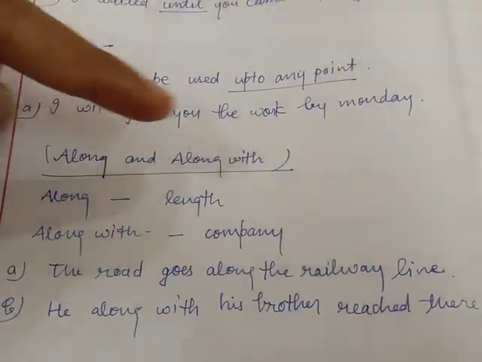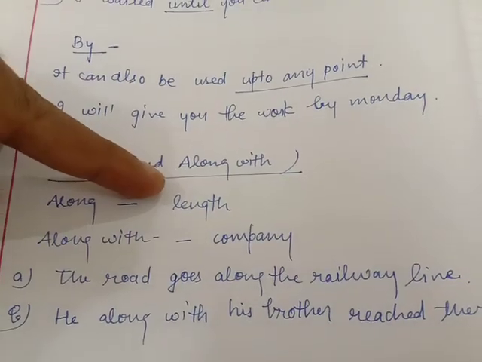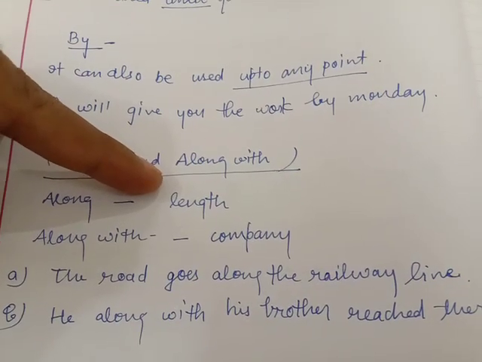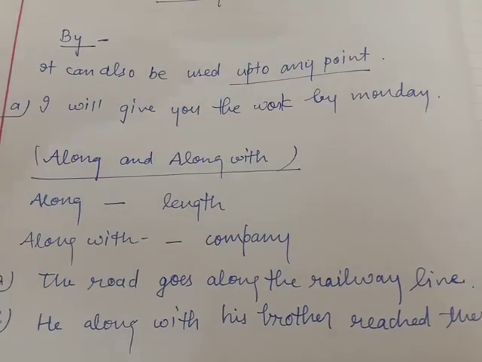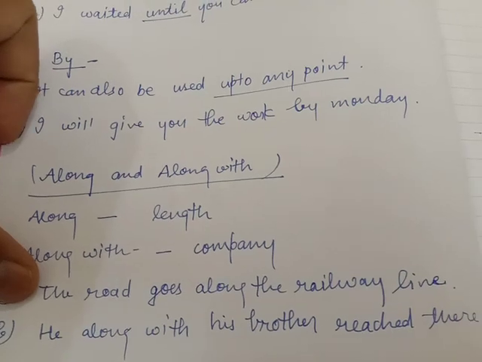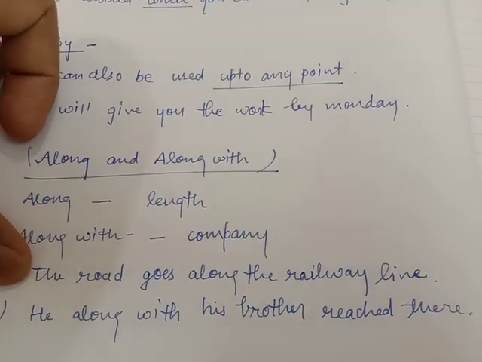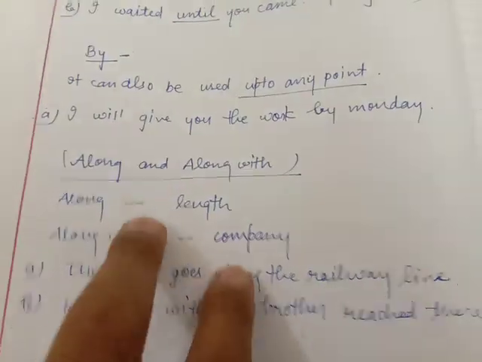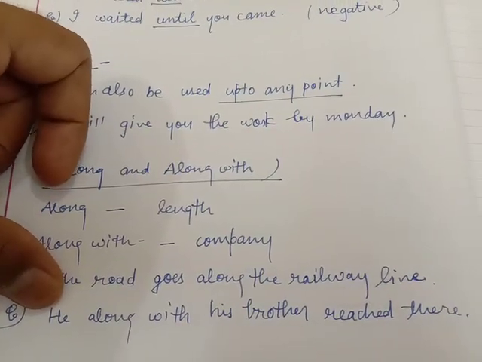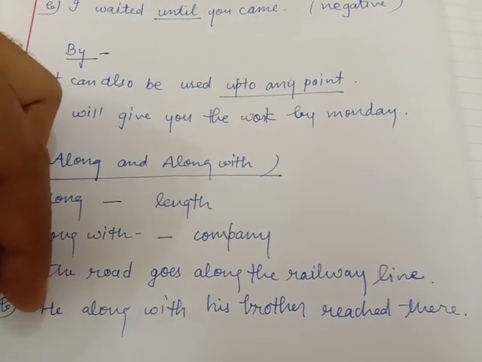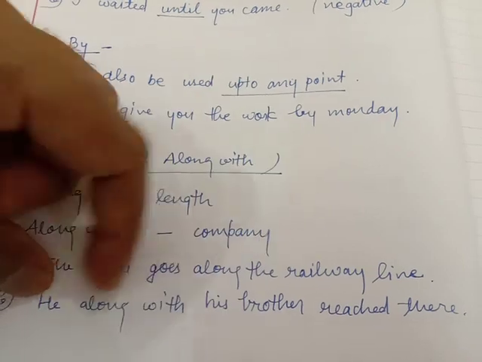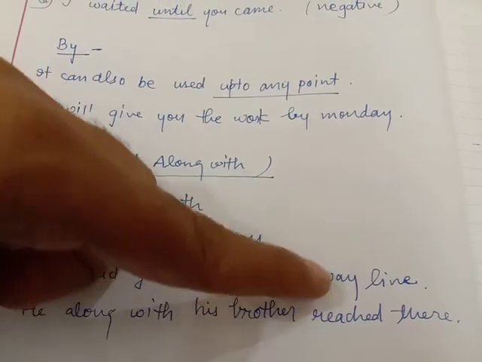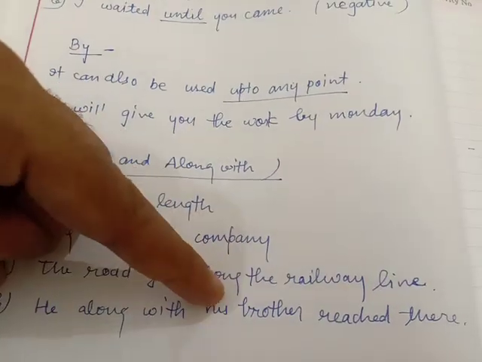Along and along with. Along is denoted for length, and along with means company, someone is with that. The road goes along the railway line, means both are parallel to each other. He along with his brother reached there, means he and his brother both reached there. He along with his brother means he has the company of his brother.